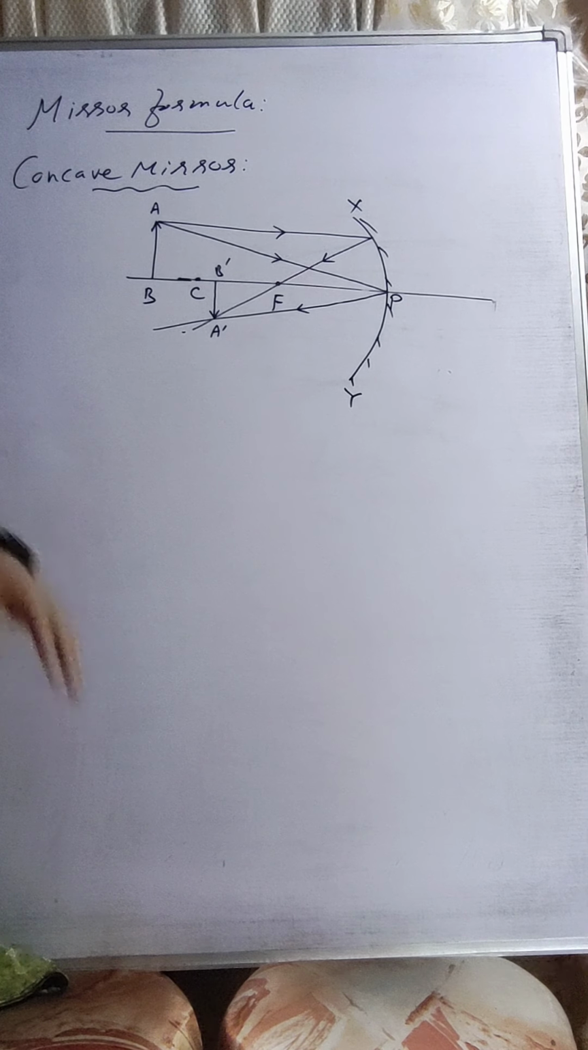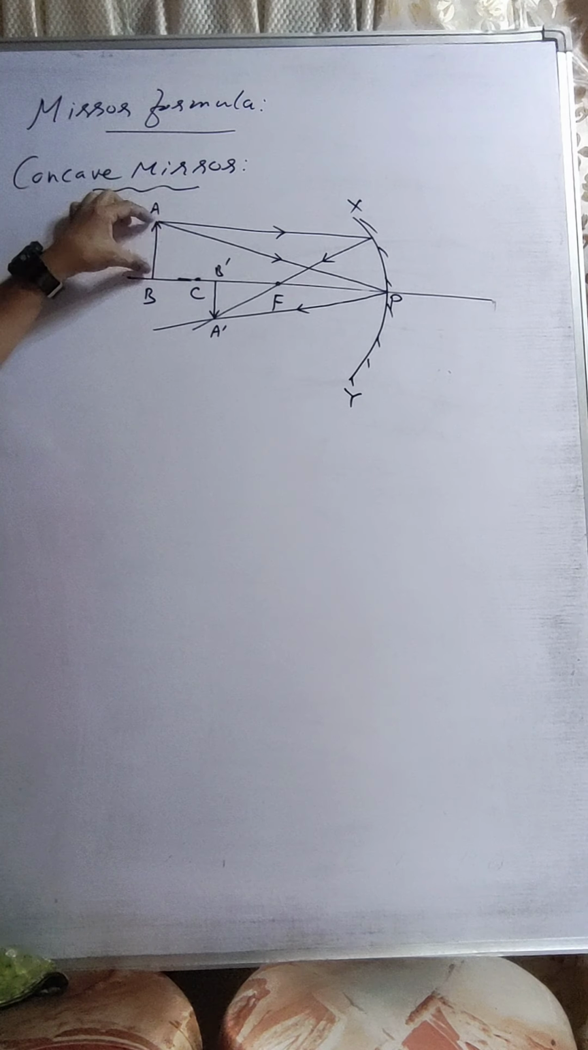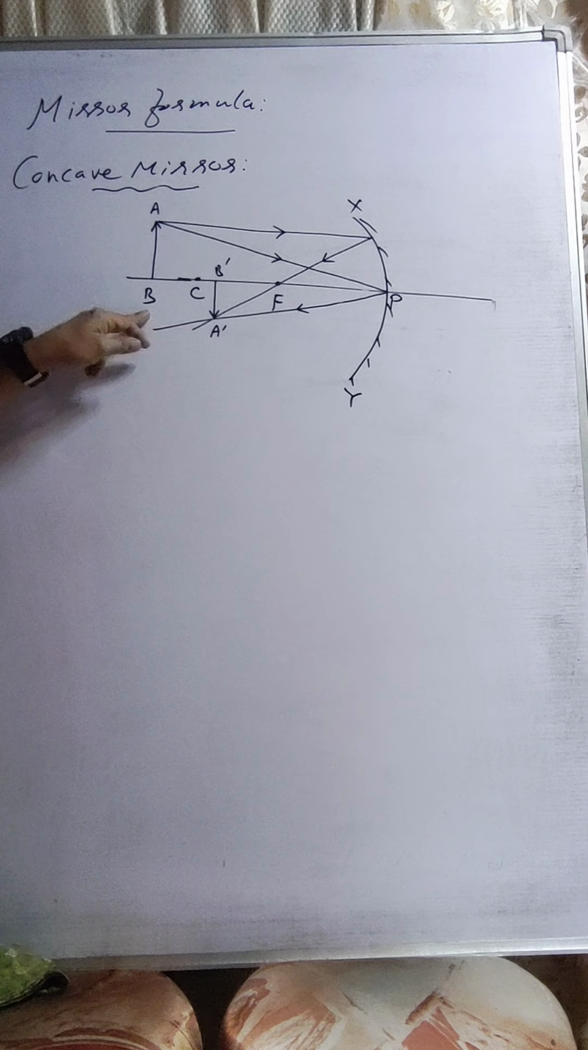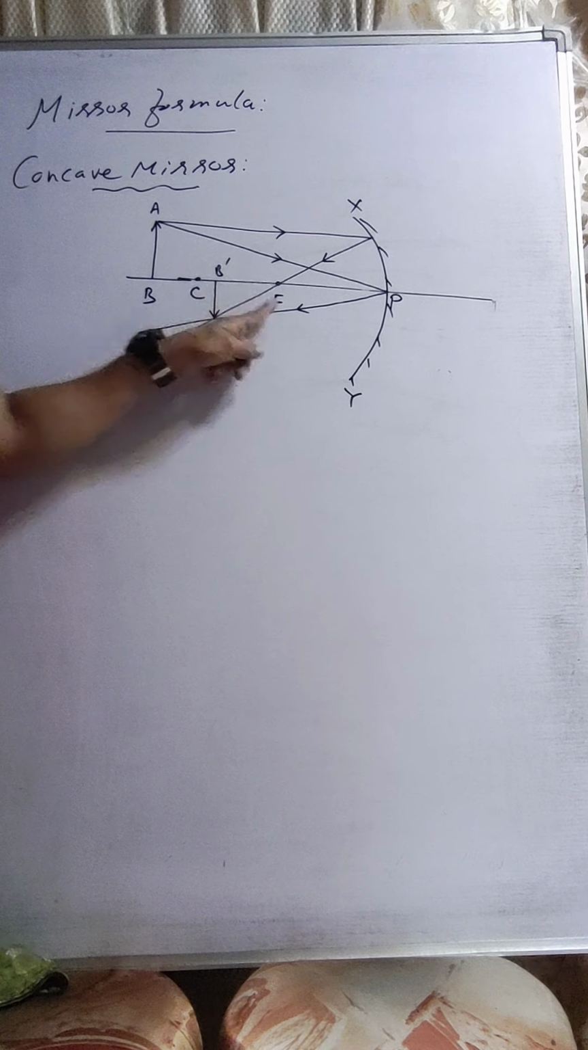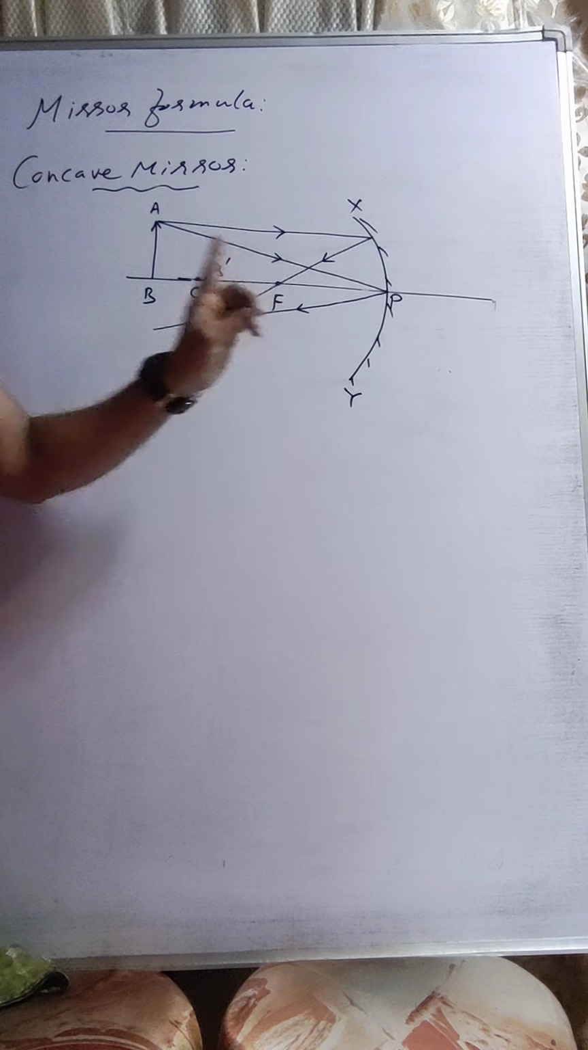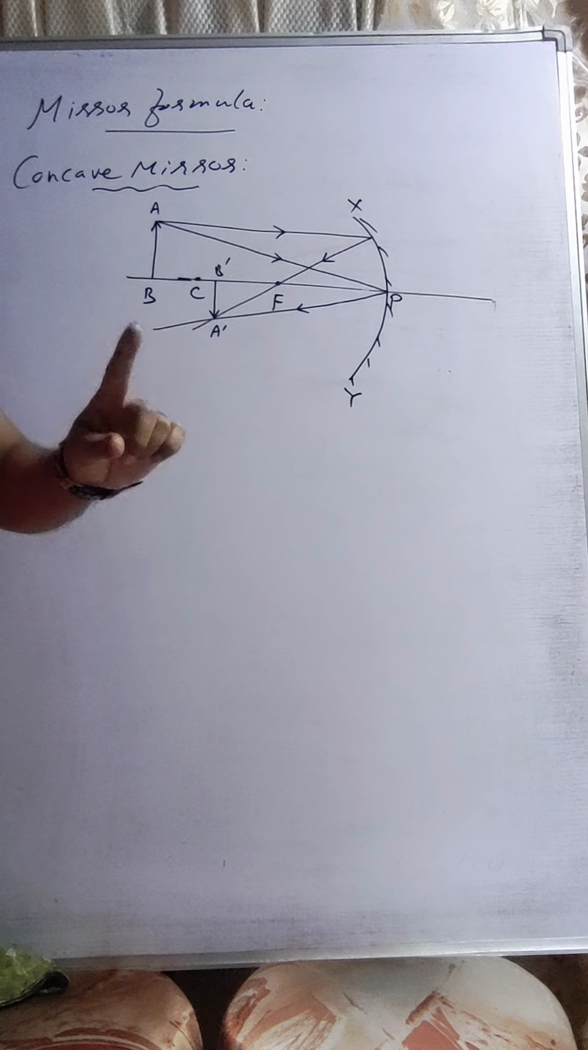Again, one more important thing here is that as the object is beyond the center of curvature, the image A dash B dash must be between C and F. So in the case of a concave mirror, when the object is beyond the center of curvature, the image is always formed between C and F.